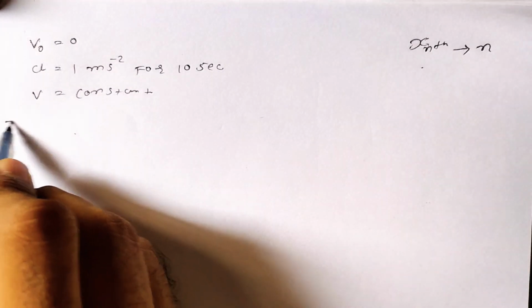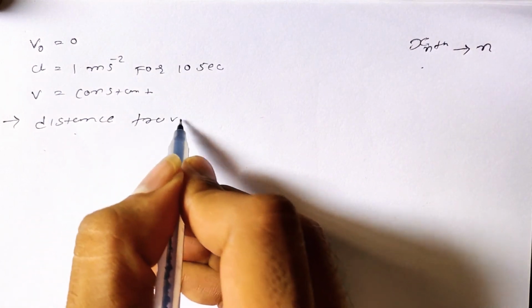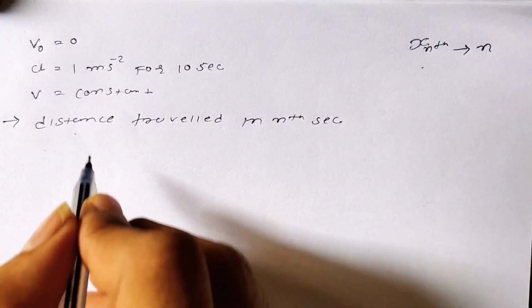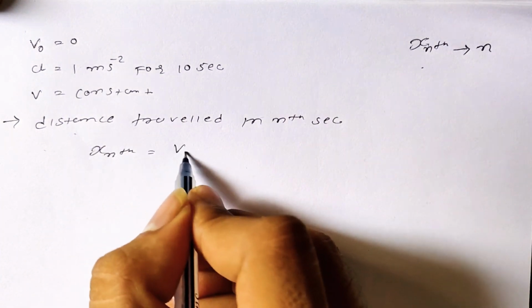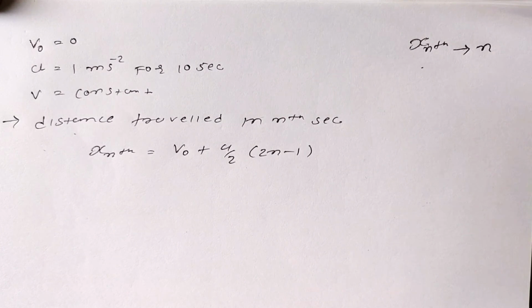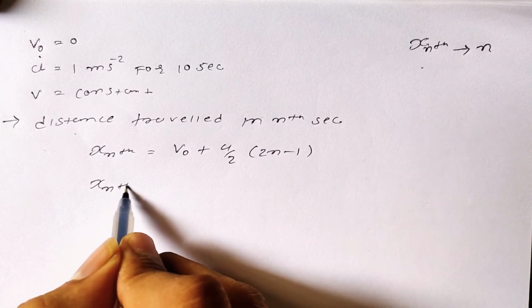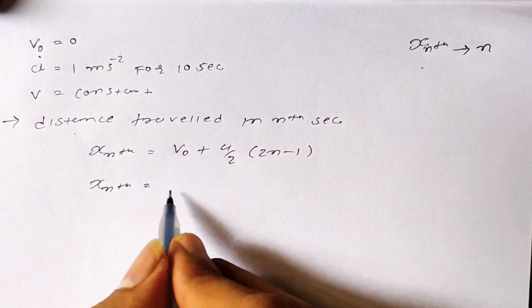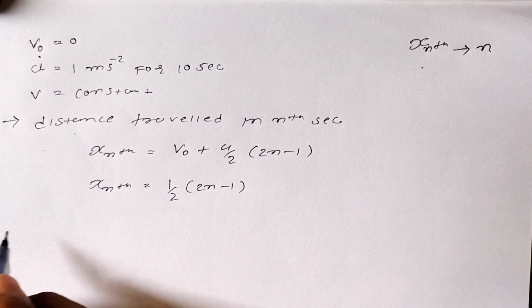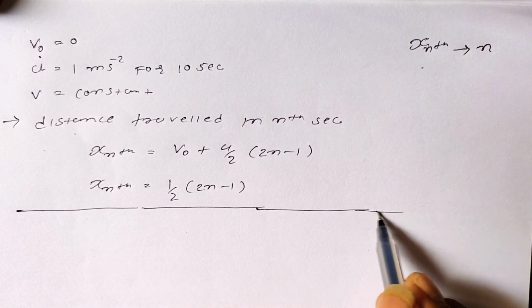We know that the equation of distance traveled in nth second is given by xn is equal to v naught plus a by 2 into 2n minus 1. Here you can see that initial velocity is 0 and acceleration is 1 meter per second square. So v naught is 0, acceleration is 1, so it becomes xn equal to 1 by 2 into 2n minus 1. Here let's plot the table of xn versus n.